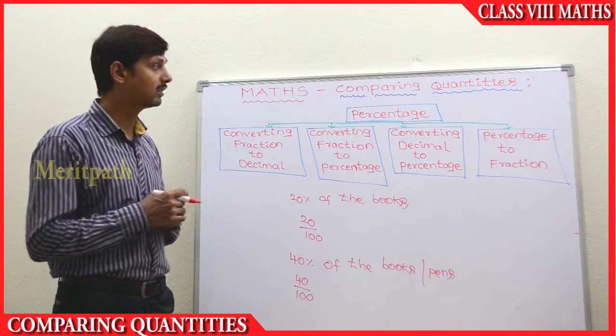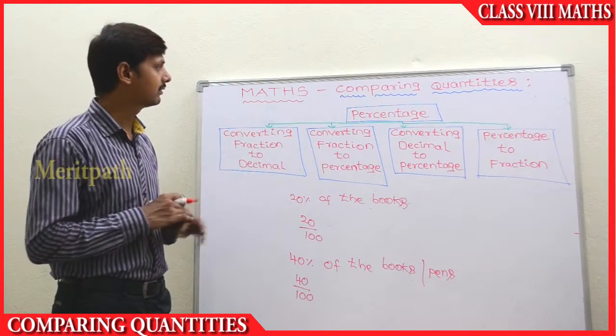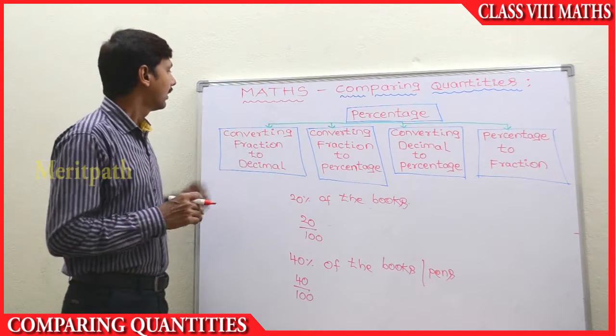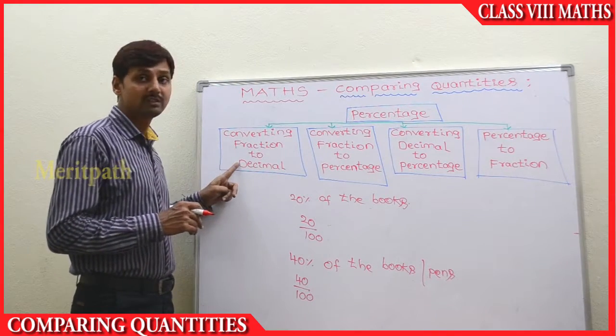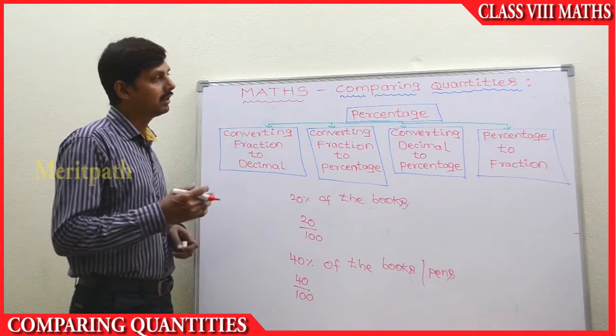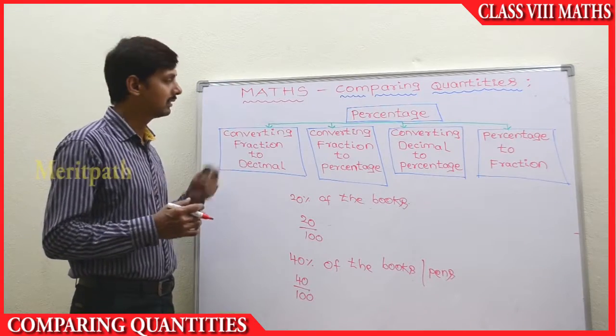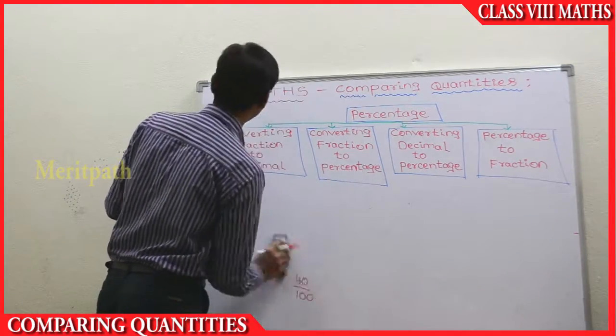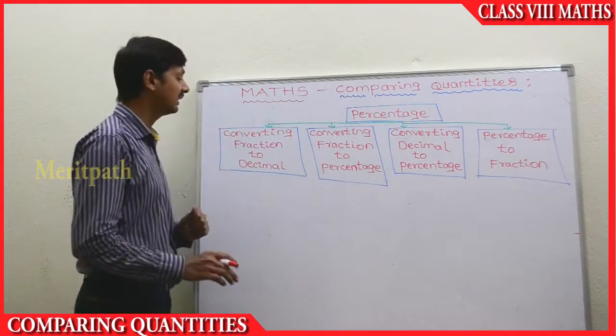So we know this concept, we have learned it previously. So how will things be converted from fraction to decimal, fraction to percentage, decimal to percentage, and percentage to fraction? Let's discuss all these topics, starting with converting the fraction to decimal.